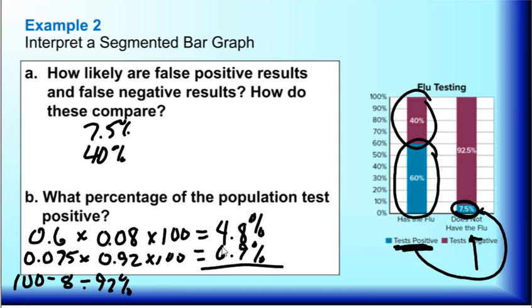Now if I add these numbers together, I get 7, 10, 11, 11.7% of the population tested positive. So that is really these two blue pieces.